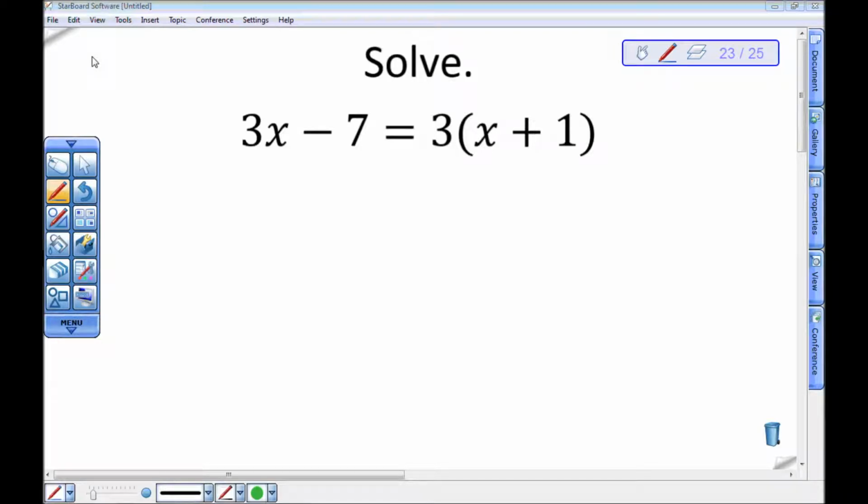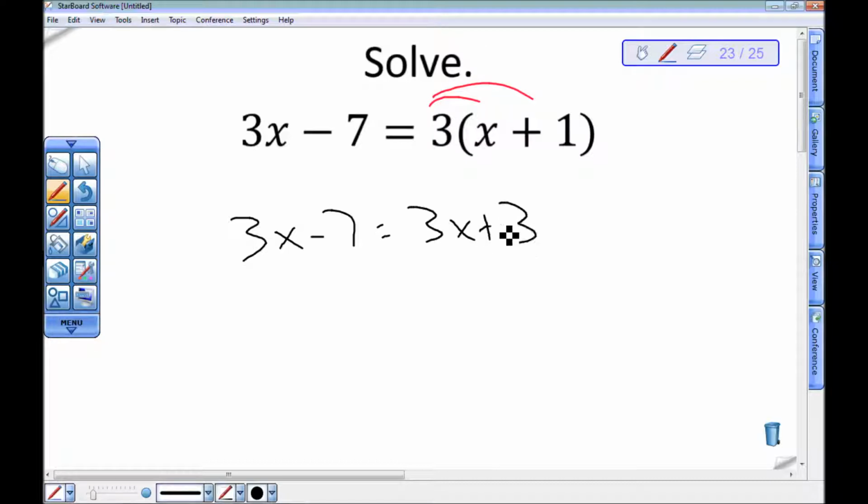I want to solve a couple more equations, three of them in fact, where kind of weird things happen, at least in the first two. So if I want to solve this equation, I need to simplify. I've got 3x minus 7. Let's do a little distributive property over here. That'll give me 3x plus 3.